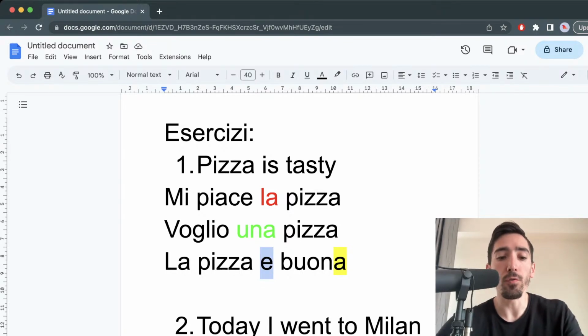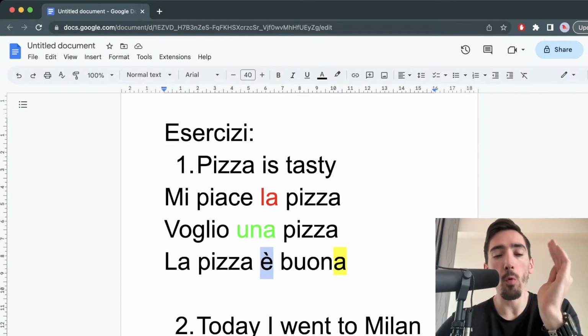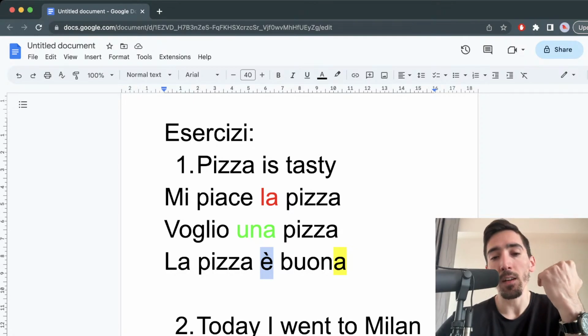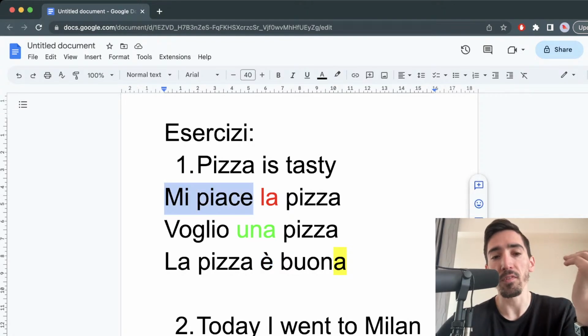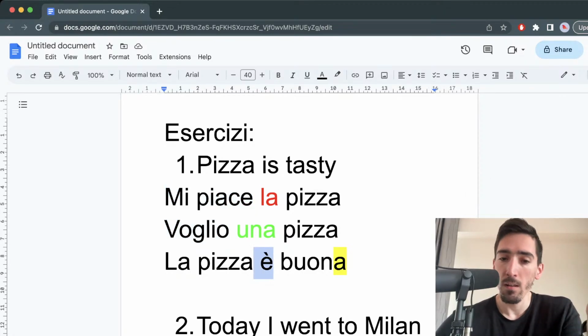So we have to use the accent, the correct accent. So, la pizza è buona. This is present simple, right? We're always talking about pizza in generic terms, so we're always using the present simple. So far we use the present simple. Mi piace, present simple. Voglio, present simple. È, present simple.